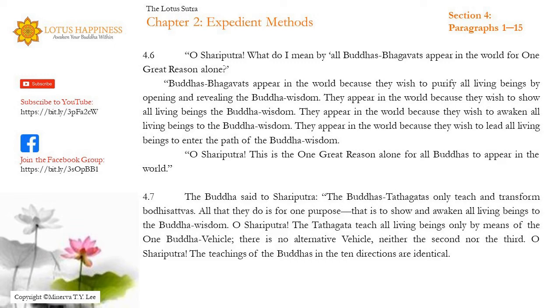The Buddha said to Shariputra, "The Buddhas, Tathagatas, only teach and transform bodhisattvas. All that they do is for one purpose, that is to show and awaken all living beings to the Buddha wisdom. O Shariputra! The Tathagatas teach all living beings only by means of the one Buddha vehicle, there is no alternative vehicle, neither the second nor the third.